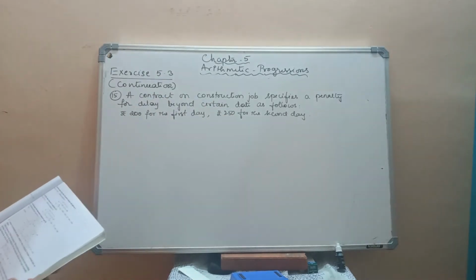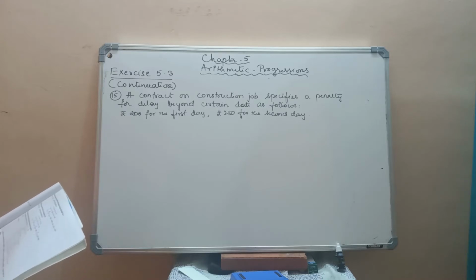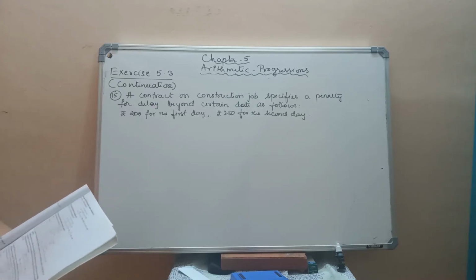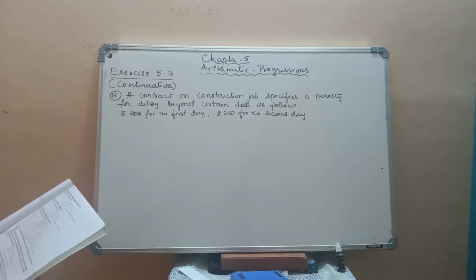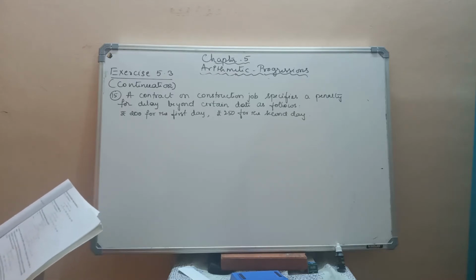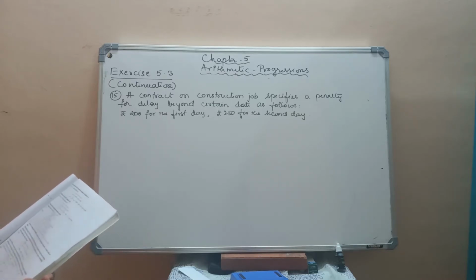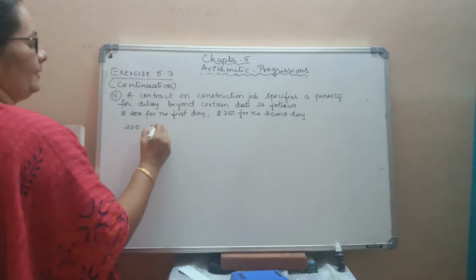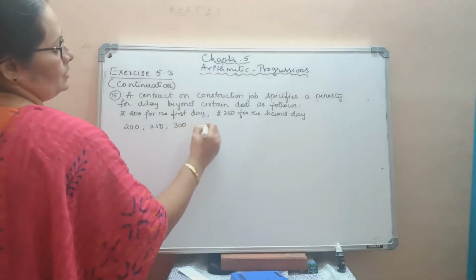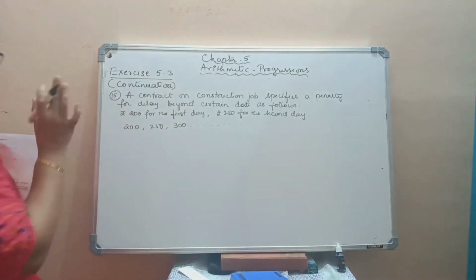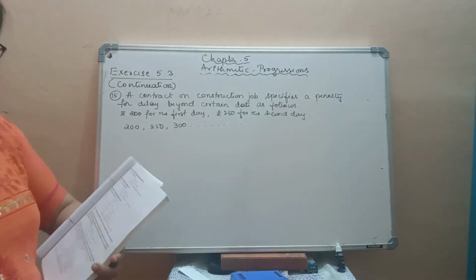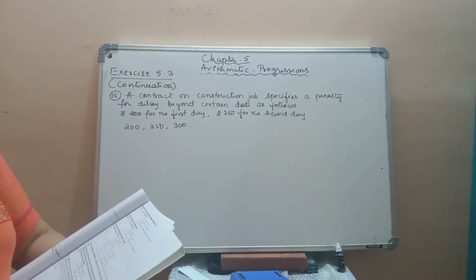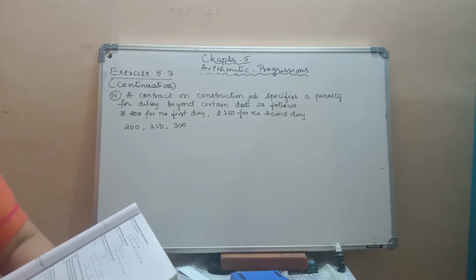So like that, 200 rupees for the first day, 250 rupees for the second day, and 300 rupees for the third day, and so on. The penalty for each succeeding day being rupees 50 more than for the preceding day. That means the first day 200, second day 250, and then 300, and so on. The difference between these penalties is rupees 50. Now, how much money does the contractor have to pay as penalty if he has delayed the work for 30 days?